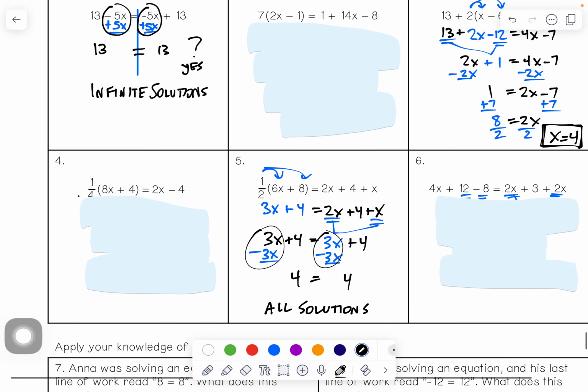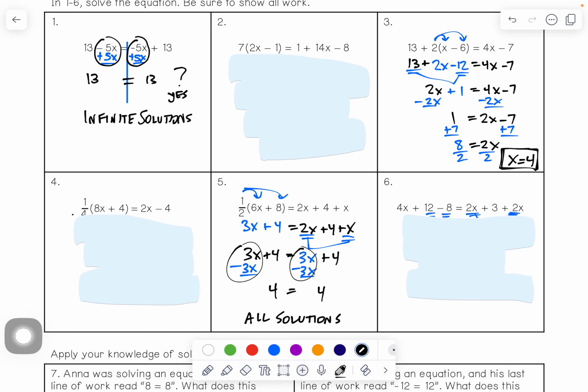So there's a couple of examples. Okay, I want you to go ahead and hit pause, try the other 3, and then come back and check your work.